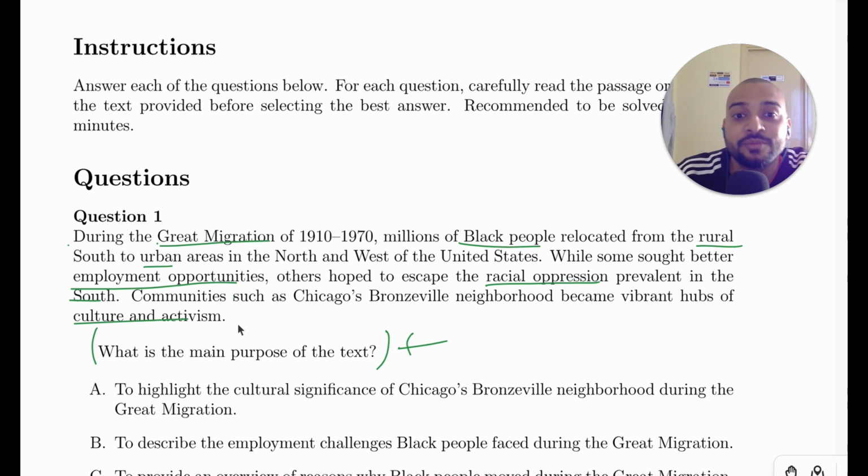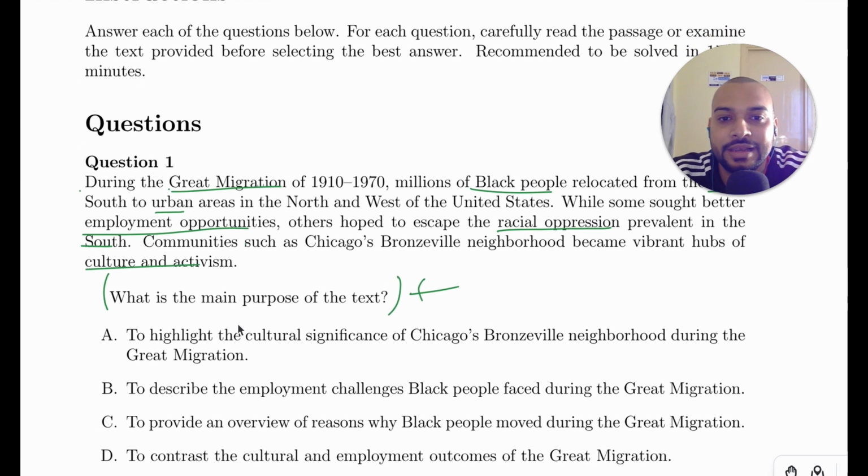So the movement happened, one, in order to get better employment opportunities, two, in order to escape the racial oppression that was happening in the South. These two are the main things. And then there's a description about Chicago's Bronzeville neighborhood, which became a really popular and vibrant hub. So mostly a lot of people would have moved to this place, Chicago's Bronzeville. Let's look at the options.